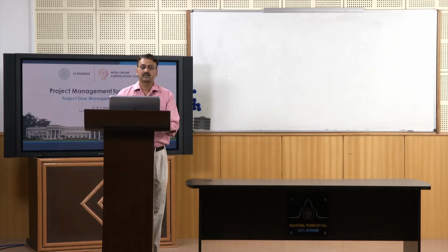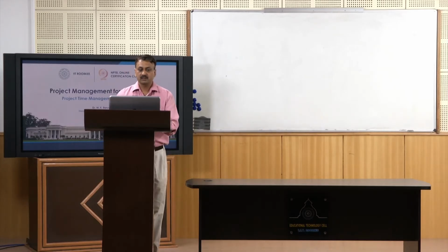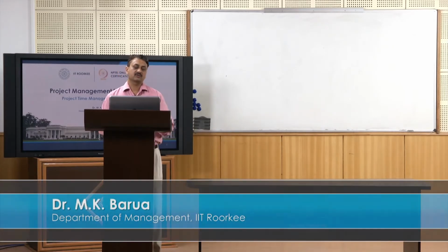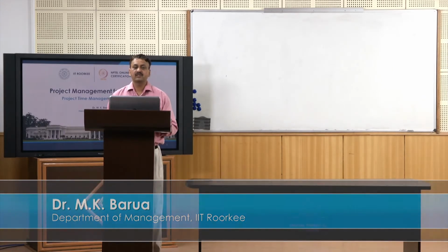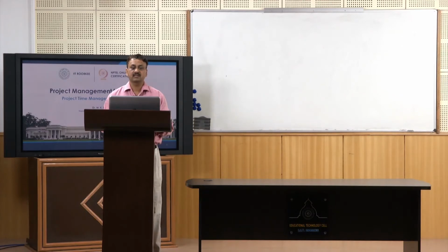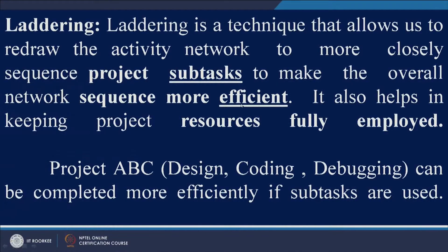Now let us look at another concept in networks. It is called laddering. Laddering is nothing but a process of subdividing an activity so that we can complete our project in somewhat lesser time, right. So it is basically a technique that allows us to redraw the activity network to more closely sequence project subtasks to make the overall network sequence more efficient, right.